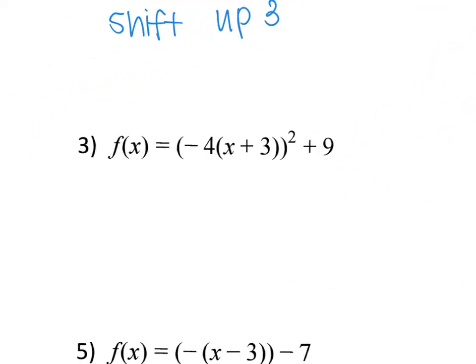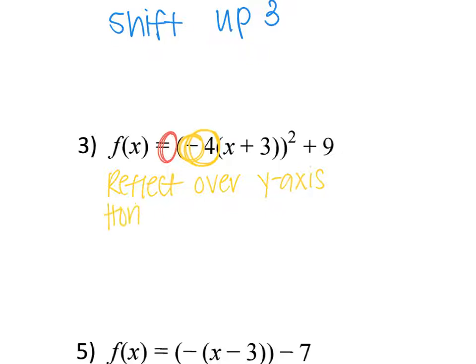Let's look at 3. So I've got a quadratic because of this 2 up here. It tells me it's a parabola. I look on the outside, there's nothing multiplying on the outside of the parentheses. However, I am multiplying by this -4 on the inside. The negative tells me that I'm reflecting over the y-axis. And the 4 is greater than 1, so it tells me it's going to be a horizontal compression of, well, I'm going to flip it, so it's going to be 1/4.